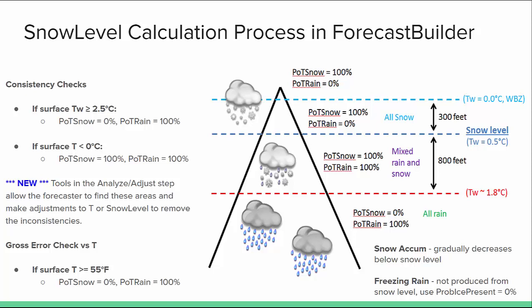Some other notes here: the snow accumulation gradually decreases as you go below the snow level, so that way you don't end up with any jagged things like described earlier, where we did that little work on the surface wet bulb stuff. And then freezing rain, the only way you can get this in the snow level process is to include a prob ice present grid with a value of 0. Or any value essentially less than 100 will get you some freezing rain introduced.